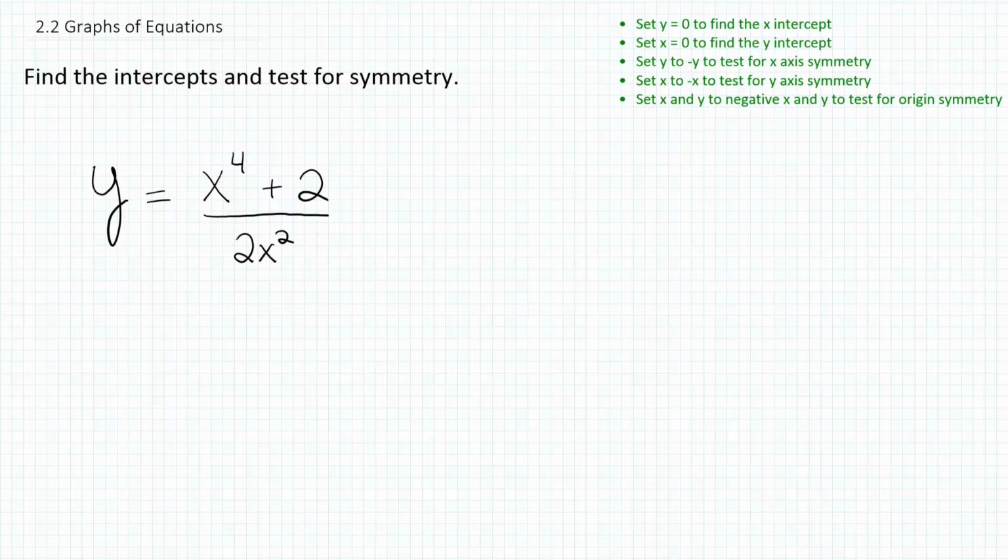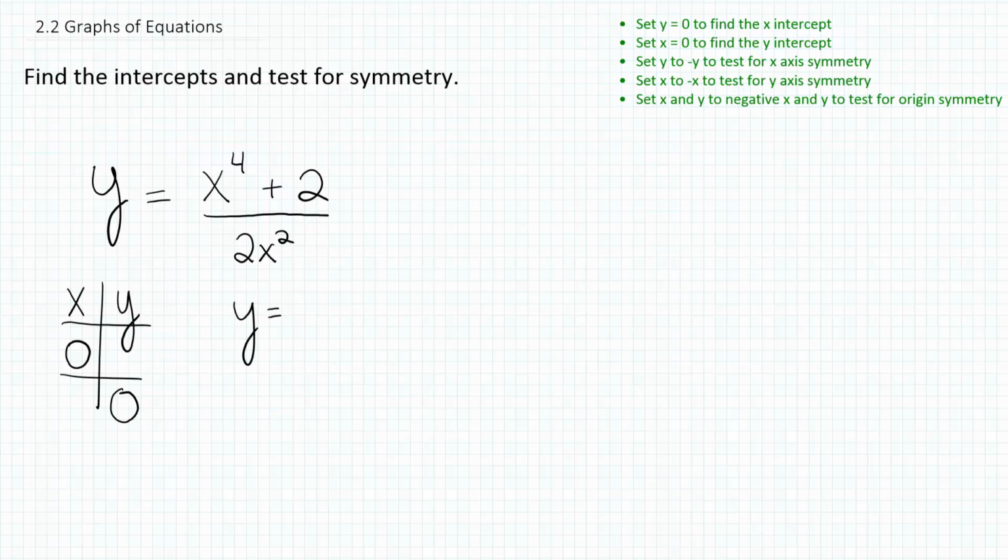Alright, in this video we're looking at this complicated equation and trying to find its intercepts and to test it for symmetry. So let's start with the intercepts. You would want to create a table first, x and y, and then in the table you'll let x be 0 to find the y-intercept, and then you'll let y be 0 to find the x-intercept. So let's start with letting x be equal to 0.